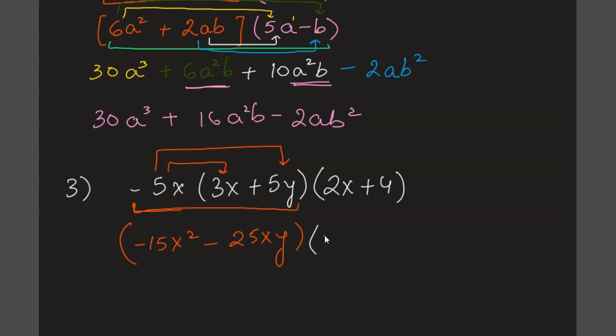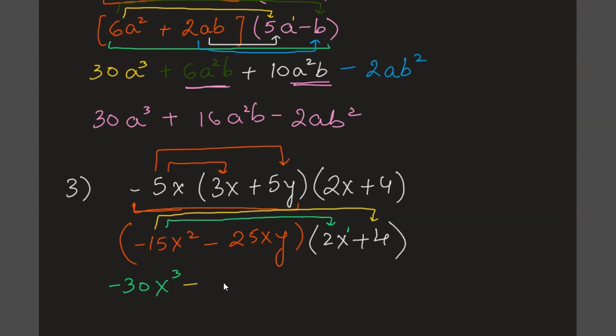Now our second bracket was 2x plus 4. All we have to do is follow the same method. Negative 15x squared multiplied by 2x gives us negative 15 times 2, which is negative 30, and here also there is x. No power means power is 1. So when we multiply the similar variables, we just add their powers. So we get x cubed. Next we have negative 15x squared multiplied by 4, and we get negative 60x squared.